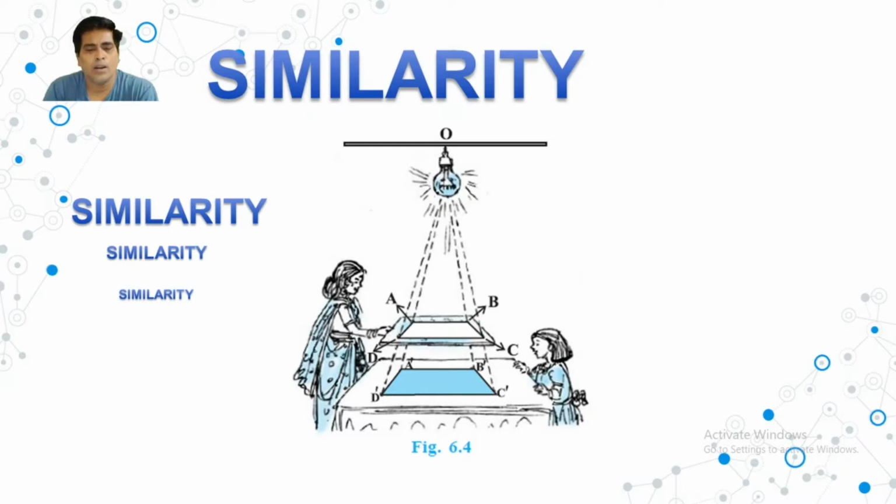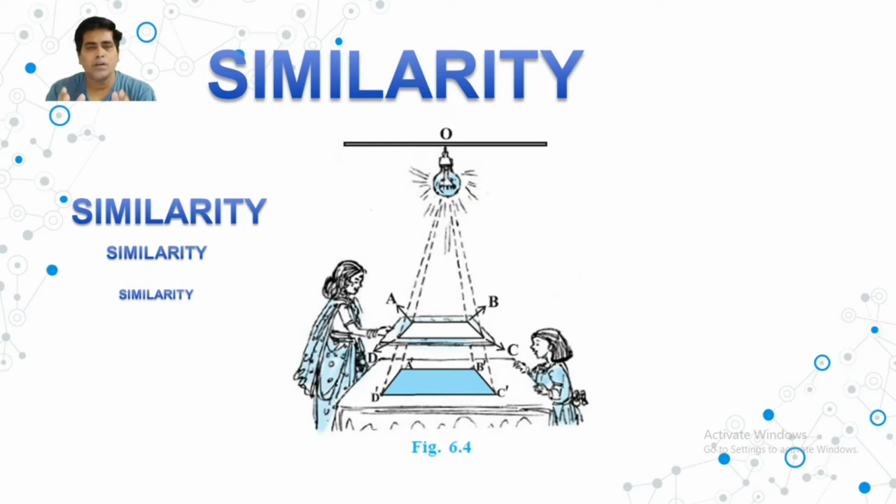They held the quadrilateral ABCD. It looks like a trapezium. And on top of that, they took a light. When the light passes through this quadrilateral, they captured the image A dash, B dash, C dash, D dash. So this is the experiment they have done. Whatever they held, the same image they got.